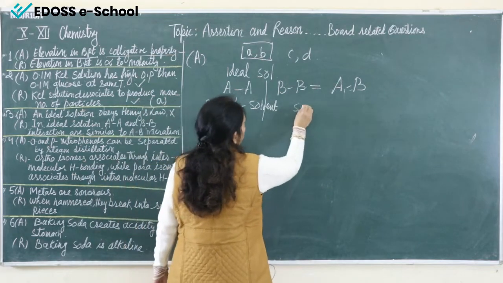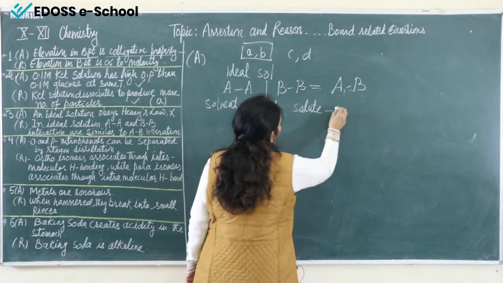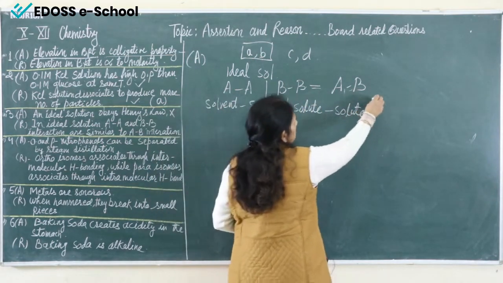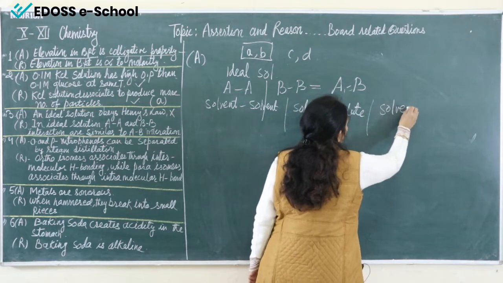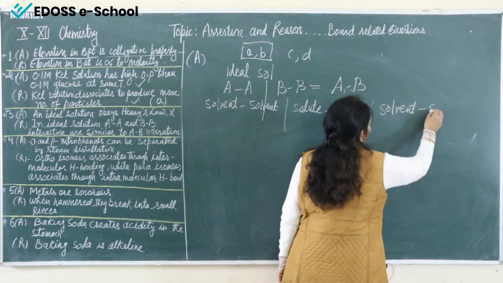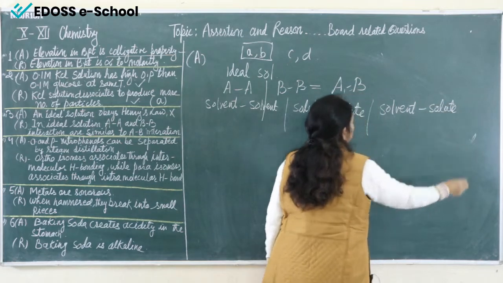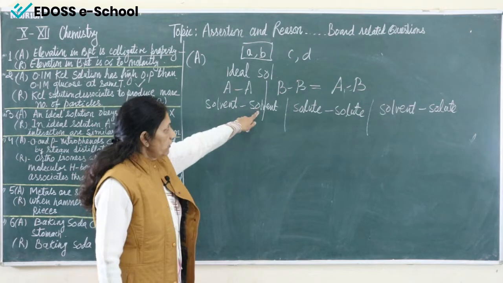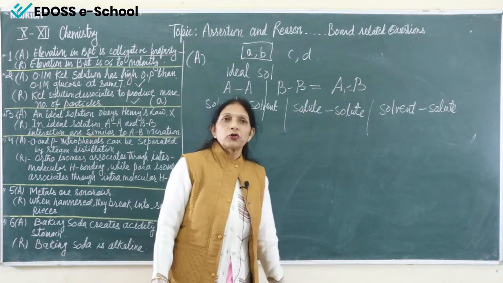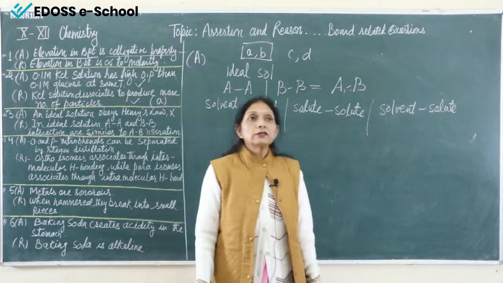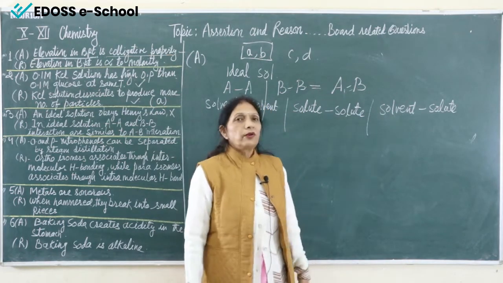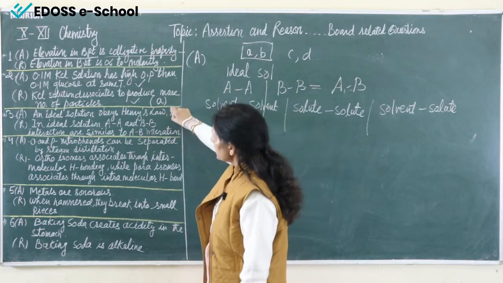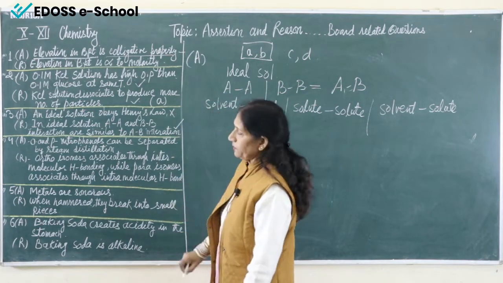And B means solute and solute interaction. And AB means solvent and solute interaction. So this is also correct. In an ideal solution we know that solvent-solvent interaction and solute-solute interaction is the same as the interaction between solvent and solute. So in this case, now we have seen that this is incorrect but this is right.